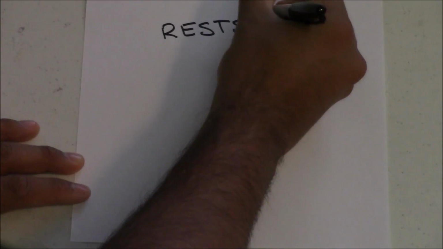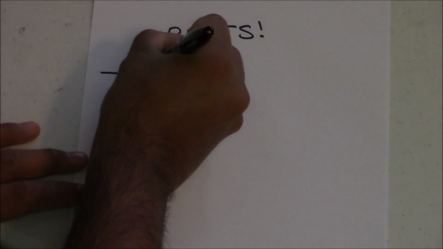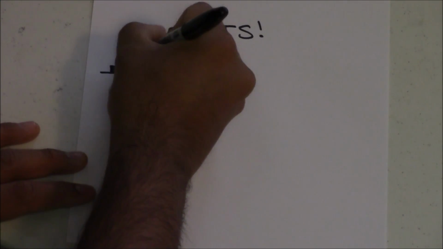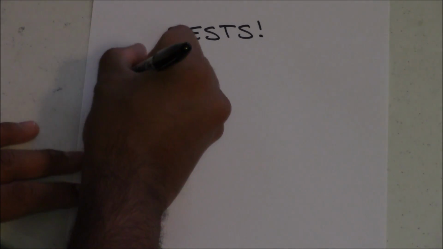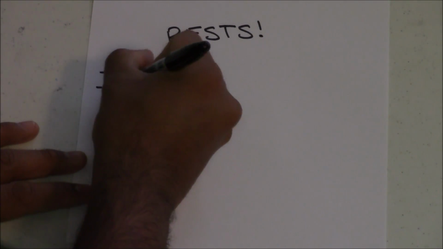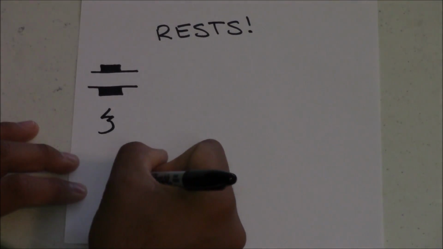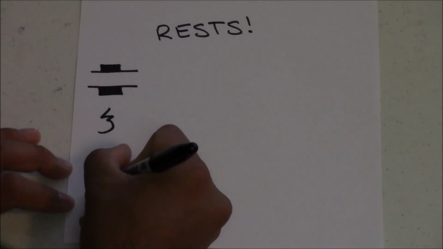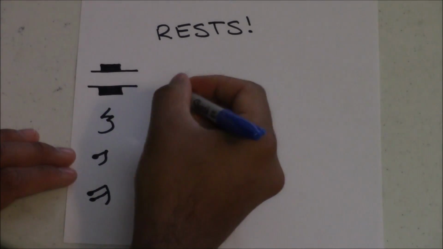Each note will also have a corresponding rest. A rest is a symbol that means do not play. Just like with notes, we have whole rests, half rests, quarter rests, eighth rests, and 16th rests. The rests have the same relationships as the note values. For example, two half rests can fit into a whole rest, two quarter rests can fit into a half rest, and four quarter rests will fit into a whole rest.